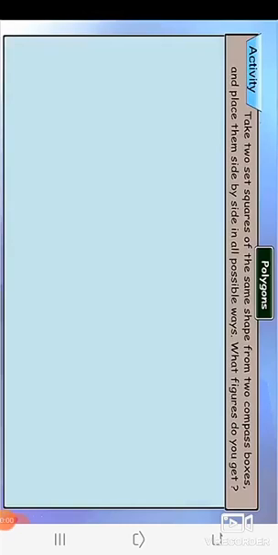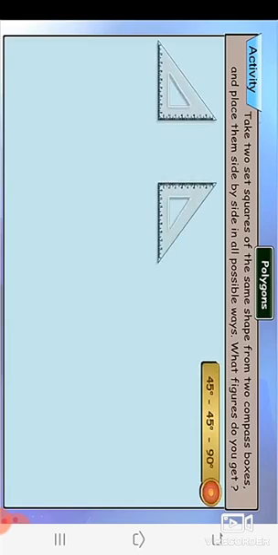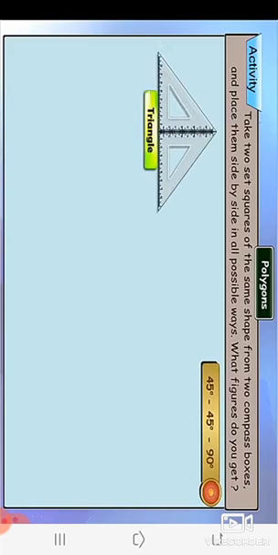Now we'll take 2 set squares of same shape and place them side by side in all possible ways and see what figures we are getting. So first we'll take set squares of 45 degree, 45 degree, 90 degree and arrange them in this way. Then we are getting a triangle. What kind of triangle is it? Yes, it is an isosceles triangle because its 2 sides are equal.